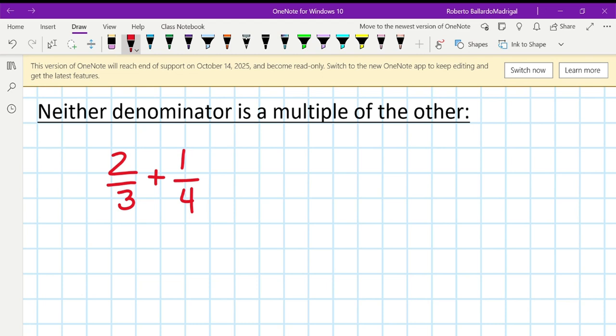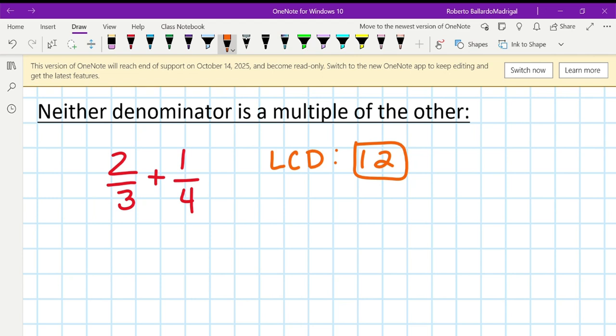Let's find the LCM. Good. All right. So the least common denominator for you guys should be 12.